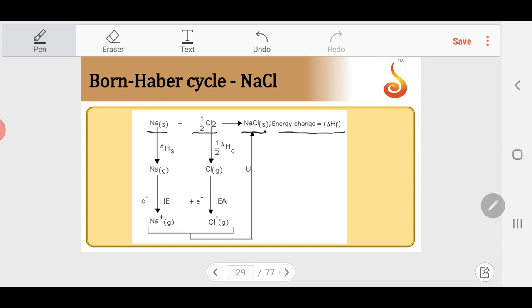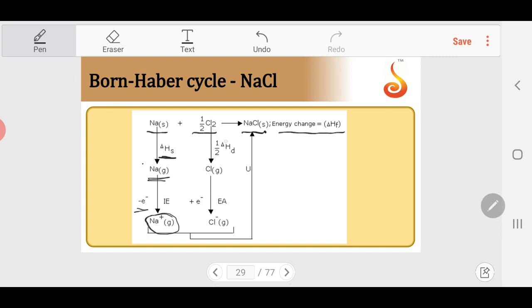Theoretically, I can say the steps involved in this conversion. See, sodium in the solid state has to convert into the gaseous phase. That means the enthalpy of sublimation is involved. So sodium solid is becoming sodium gas. Then for sodium gas, you have to supply the IE1 value to remove one electron, so it becomes Na plus. So this is a summation of delta H sublimation and IE1 value.